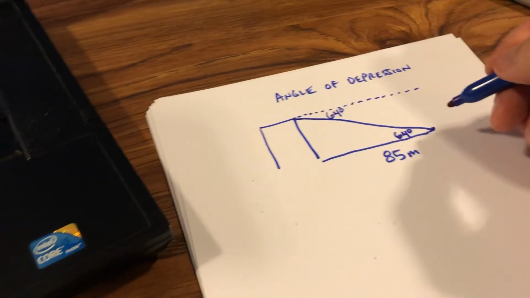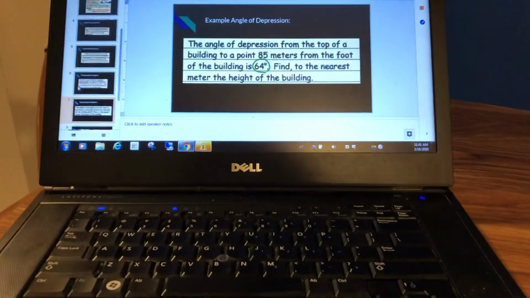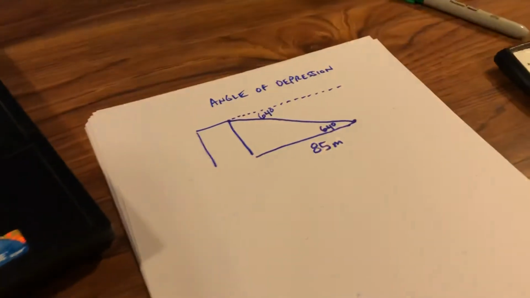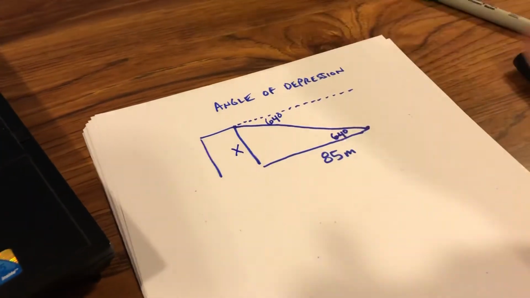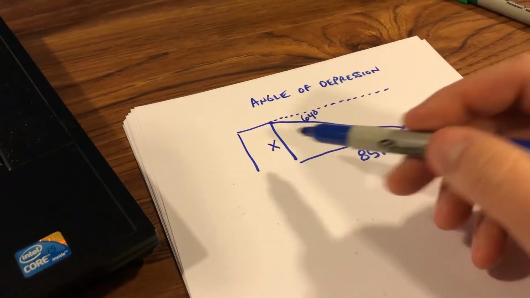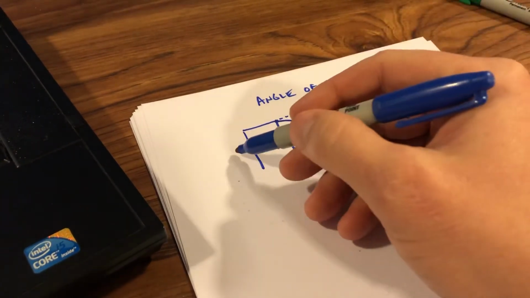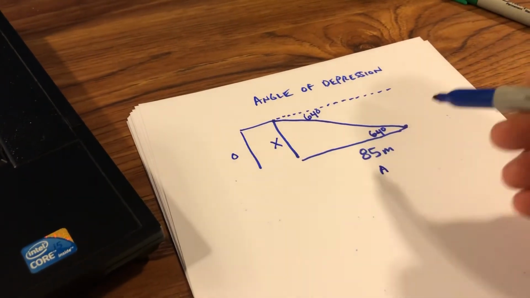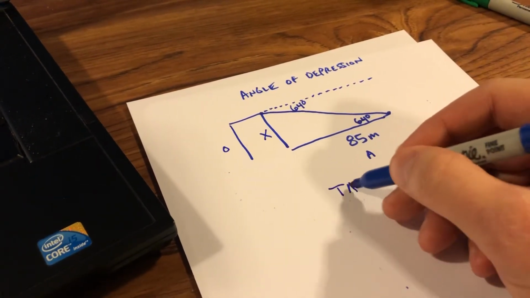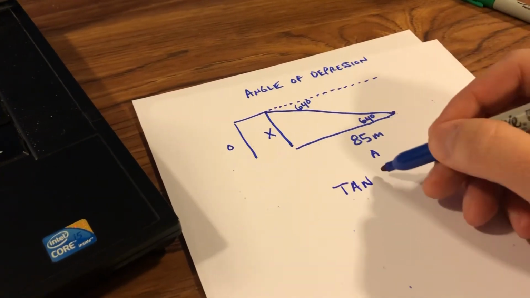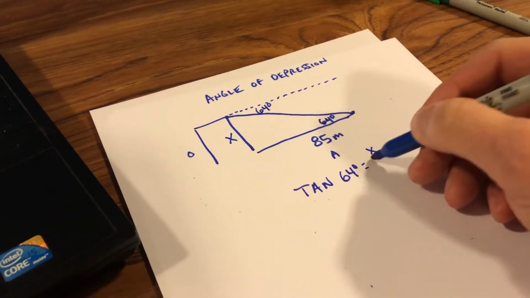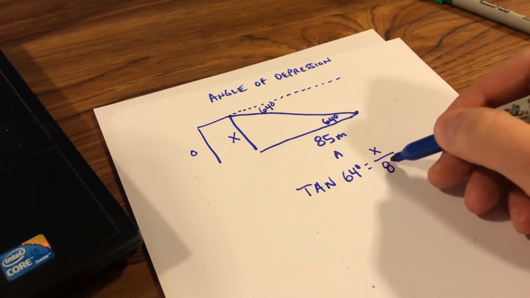What that allows me to do is, remember, if we go back to our problem, the question is asking us to find, to the nearest meter, the height of the building. Well, in my picture, here's my building, here's the height. Similar to our angle of elevation problem, we have the opposite side, that's the height of the building, and the adjacent side to this angle. So in this problem we're going to utilize the tangent, that's TOA. Tangent of 64 is equal to the opposite, which is x, over the adjacent, which is 85.